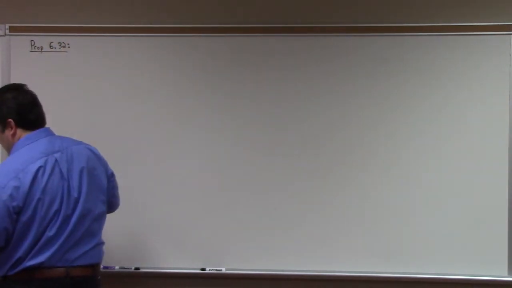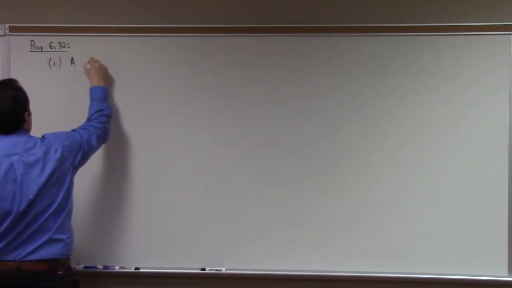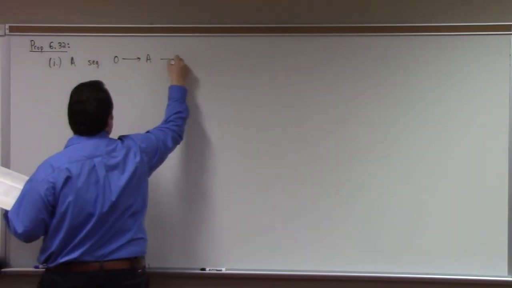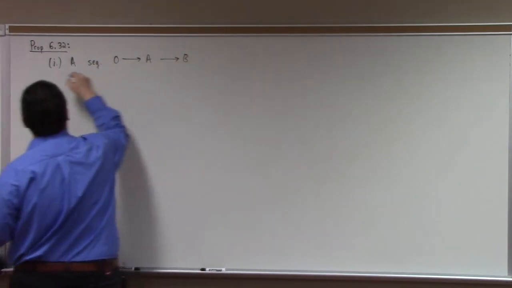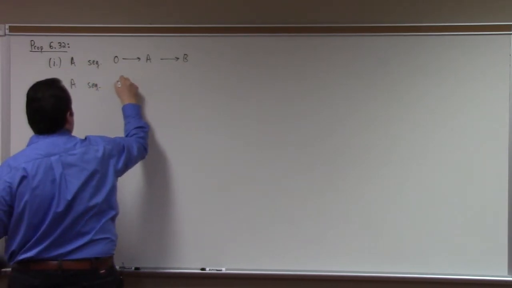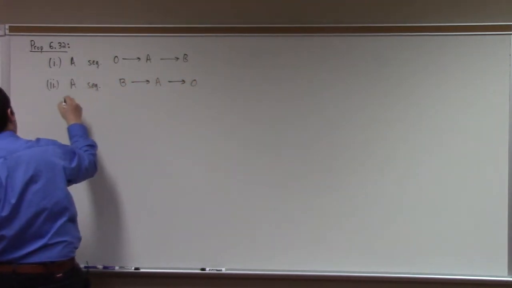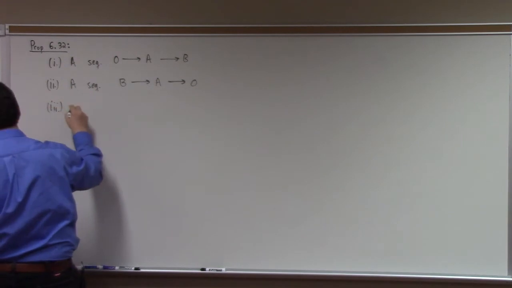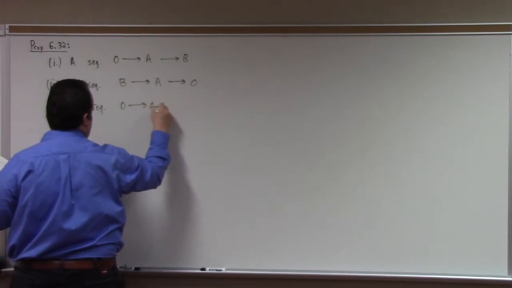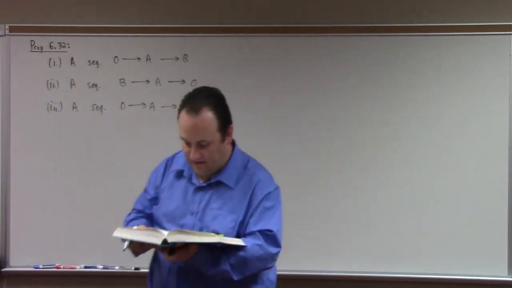All right, proposition 6.32, and this may answer your question in part, Sam. A sequence 0, A, B, 2. A sequence B, A, 0. I'll add some more letters here. A sequence 0, A, B, 0. All right, let me add the punchline and a little bit more decoration here.